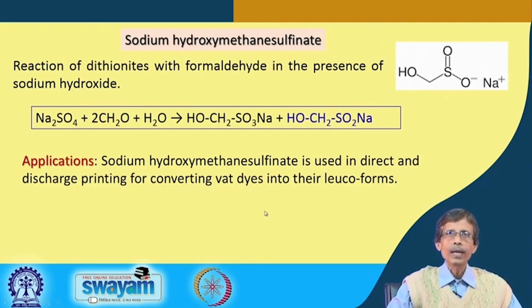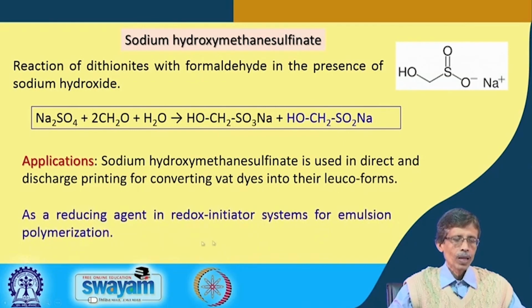So, again in relation to your dye industry or the printing industry, you use not directly the Na2S2O4, but this methane sulfinate molecule for that particular purpose. It is also a reducing agent in redox initiated systems for emulsion polymerization. So, in a typical polymerization step, we know that during polymerization we can have an oxidation or we can have a reduction, that means electron transfer is taking place for a particular type of polymerization.